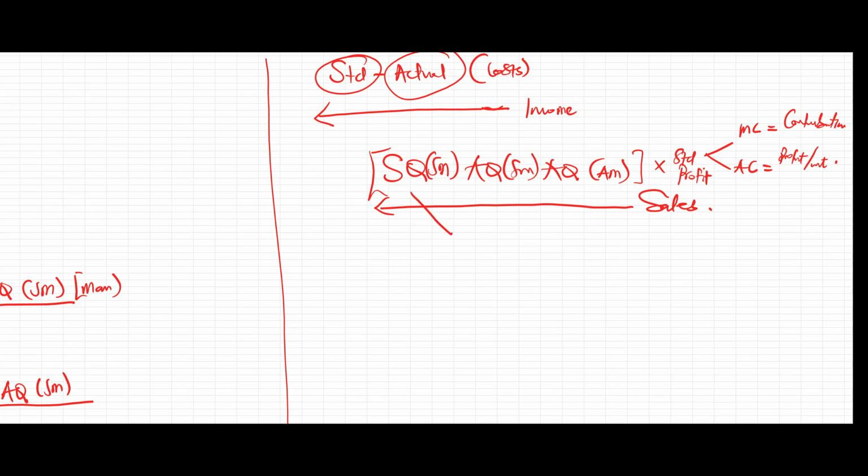That means between this and this, what do we have? What's the difference? Quantity and quantity, are they the same? No. But mix and mix are the same, right? That means the difference is in the quantity. So this is the sales quantity variance, which in mix and yield we call the yield. Then here, quantity and quantity, are they the same? Yes. But mix and mix, are they the same? No. So this is what we call the sales mix variance.